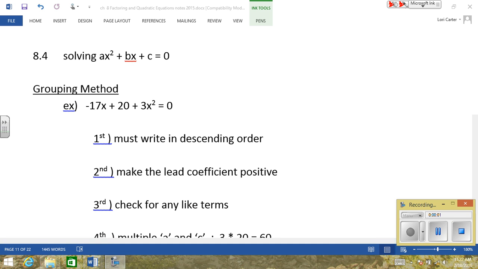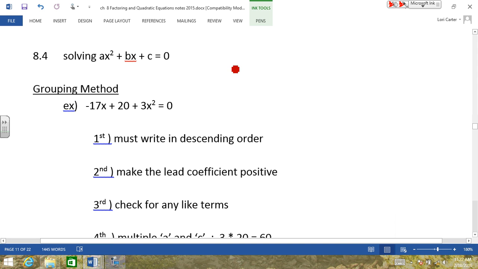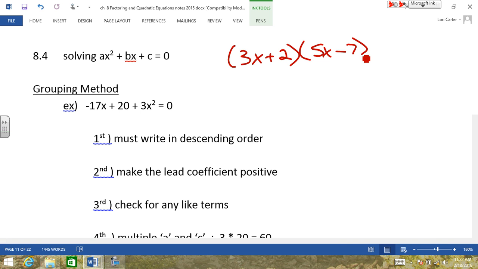So today, let's say we had, I don't know, 3x plus 2 times what? Give me a number. 7. Okay, 5x minus 7. Use the number. All right, when we do this, what did you do? How did you figure it out?